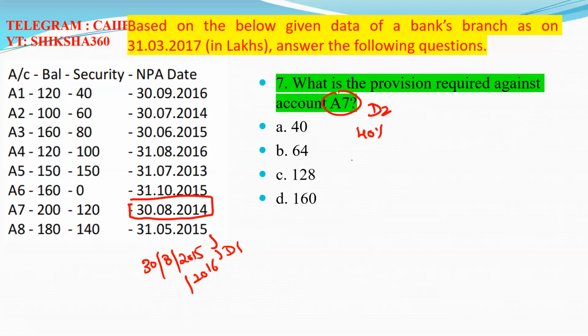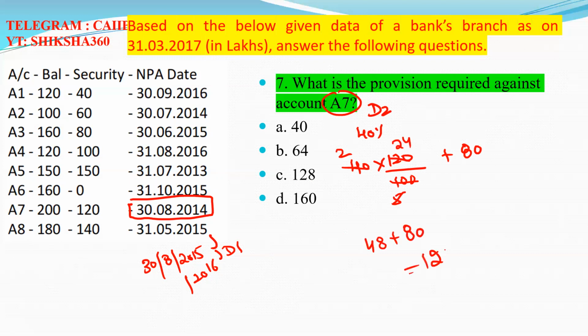40% secured, 40 into 120 upon 100, plus 100 percent of unsecured, that is 80. 40% of 120 is 48, plus 80. This is basically total 128 lakhs, clear? Total 128 lakhs. So this is the answer, clear? Hope all these questions are clear to all of you.